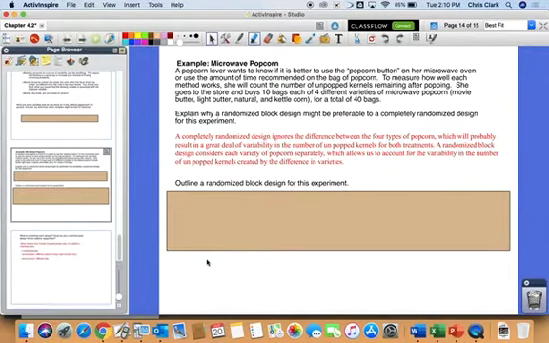Could that be a way of determining the cause for the difference in the salt? For sure, it gets closer to us determining if one bag causes more unpopped kernels or not. Yeah, for sure. All right, so outline a randomized block design for this experiment. What would I do?